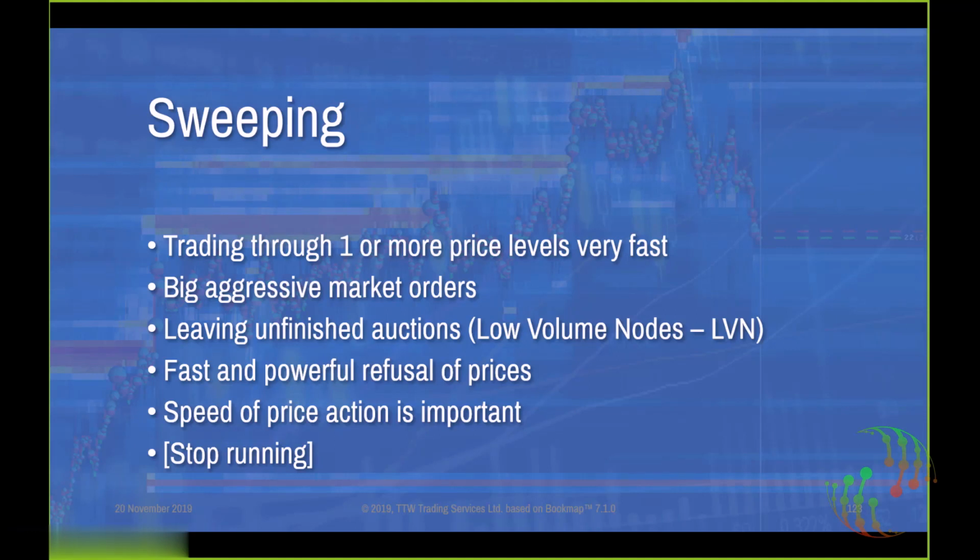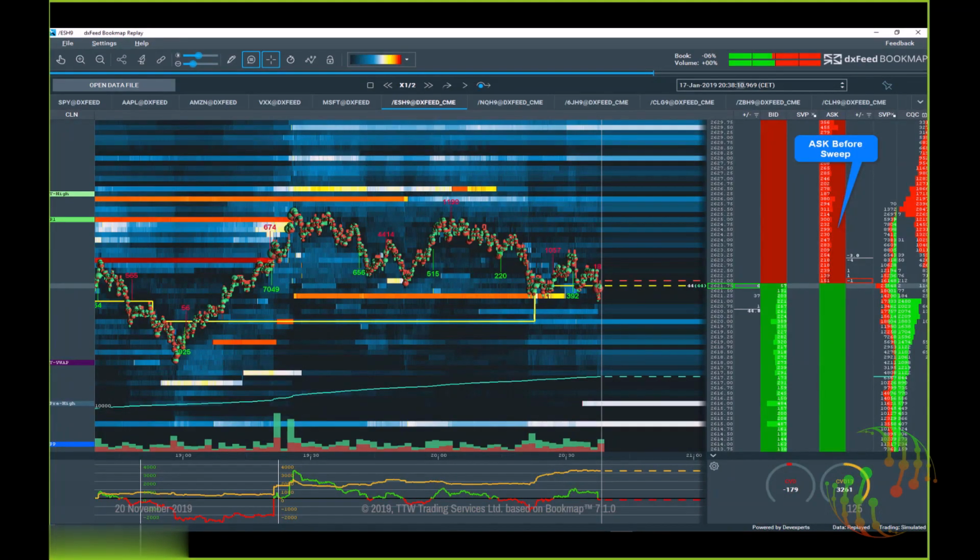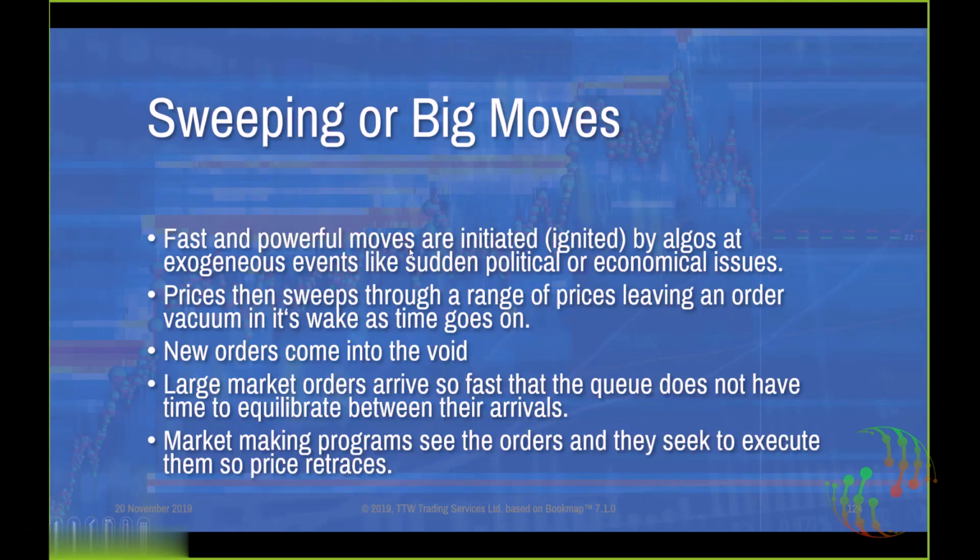So sweeps are extremely fast and aggressive moves. We should keep this in mind. I'm too fast. So, sweeping or big moves: fast and powerful moves are initiated or ignited by algos at exogenous events like certain political or economic issues.